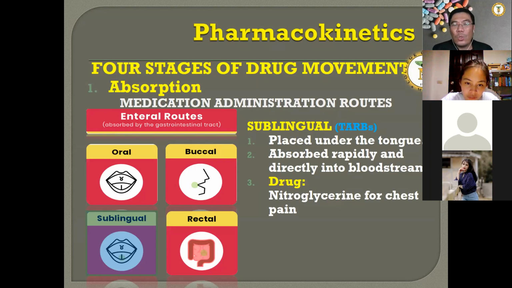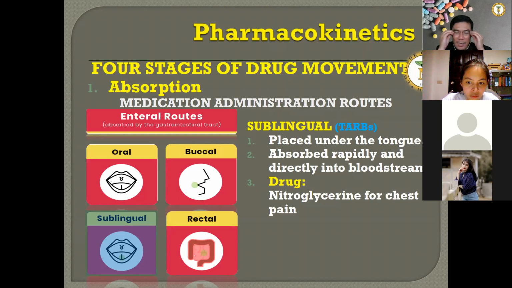All you have to do to remember sublingual is TARBs. This is just a mnemonic. What do you mean by TARBs? Usually under the tongue. T. AR, opposite siya ng oral, kasi in the oral, we mentioned it absorbs slowly. Unlike sublingual, AR, absorb rapidly. BS. Ano yung BS? It's absorbed rapidly, bloodstream. Ibig sabihin, direct to bloodstream. So TARBs: tongue, absorb rapidly, bloodstream.